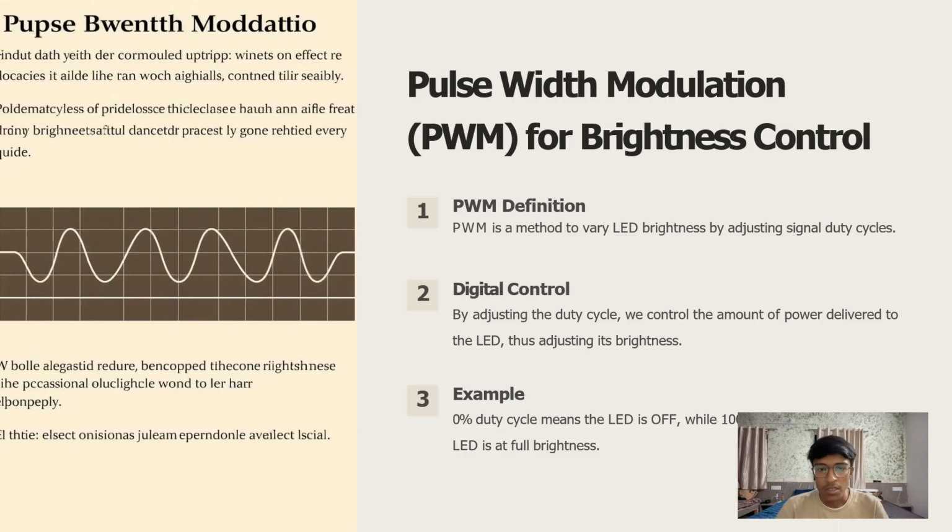For example, a 0% duty cycle means that the LED is completely off, while a 100% duty cycle means that the LED is at full brightness, and a 50% duty cycle means that the LED will be at 50% brightness.